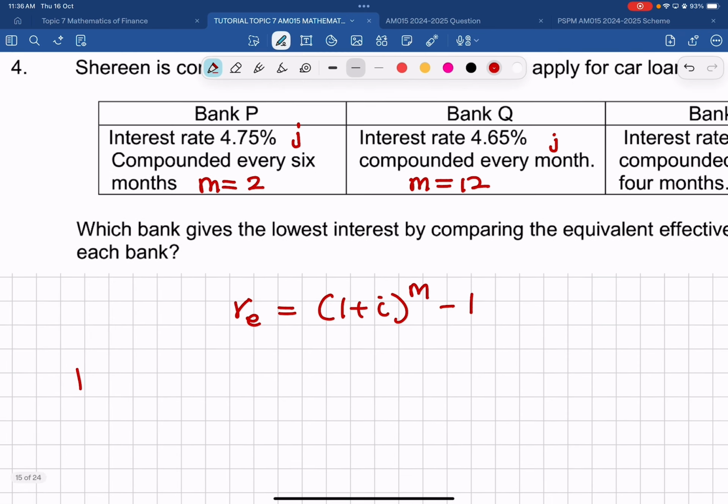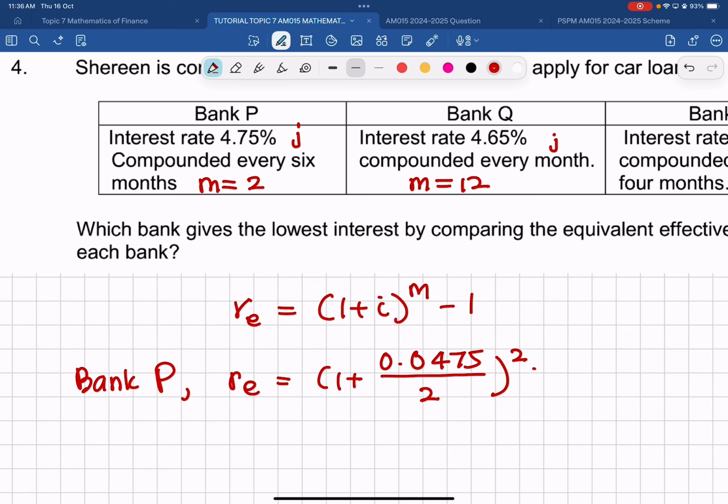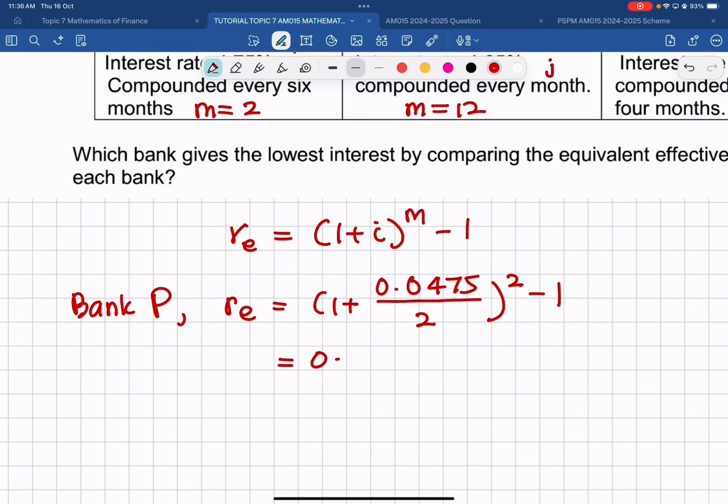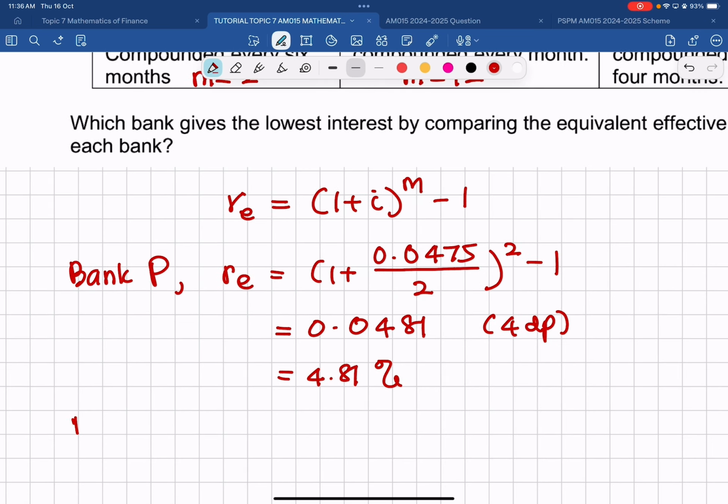Okay, let's go for Bank P first. Bank P, dia punya RE 1 plus I. I is 0.0475 divided by 2 power 2 minus 1. What you going to get? 0.0481. 4 decimal places. Okay, so convert into percentage, 4.81%.